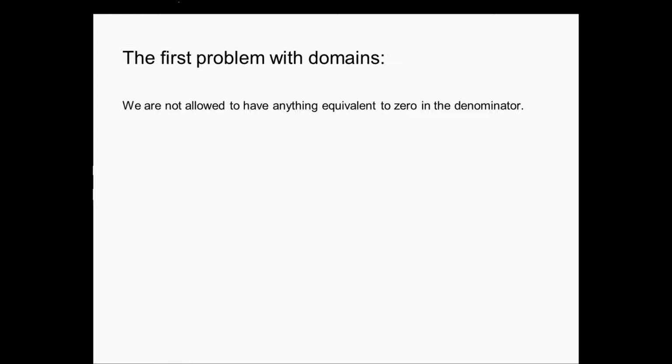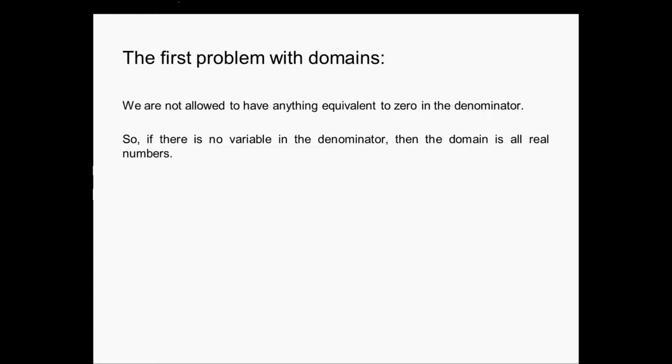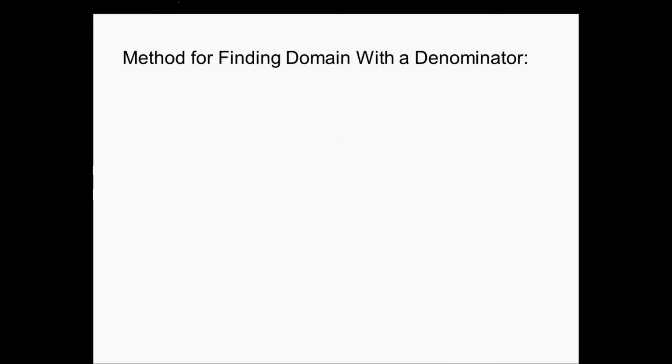We are not allowed to have anything equivalent to 0 in the denominator. Remember, no expressions equal to 0 in the denominator. You can't divide by 0. So if there's no variable in the denominator, then the domain is all real numbers. If there is a variable in the denominator, we do the following. So we're about to look at the method for finding the domain when you have a variable in the denominator. So here's your method for finding a domain with a denominator.